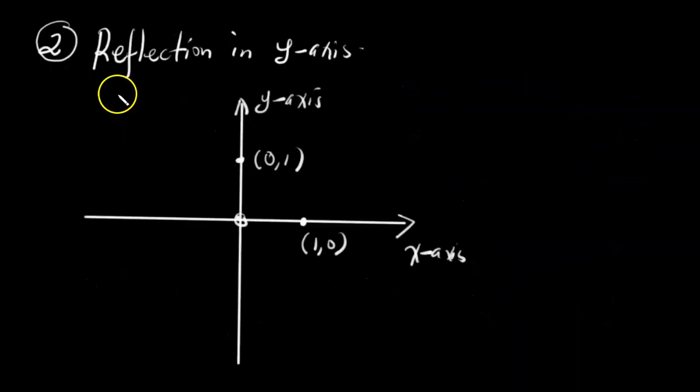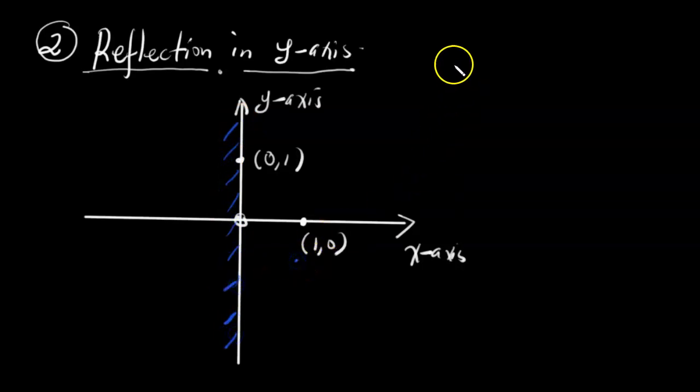Let us try and see how to get the matrix of reflection in the y-axis. That means now the y-axis is our mirror line. So we can shade it like here. This is the mirror line now. If this is our mirror, we look at the same points. The first point is 1, 0. We always start with 1, 0, the point on the x-axis, and then the other point is 0, 1.